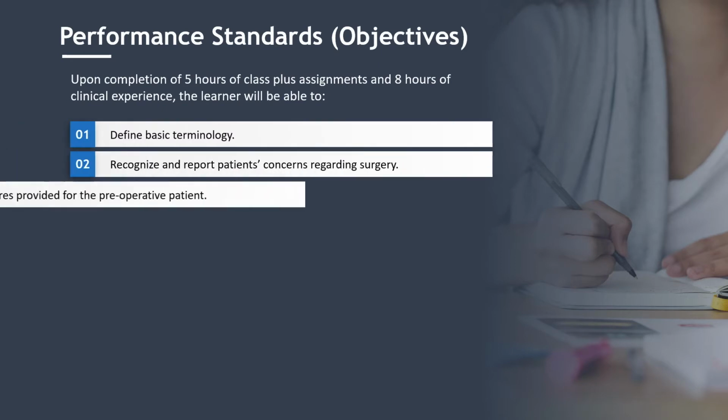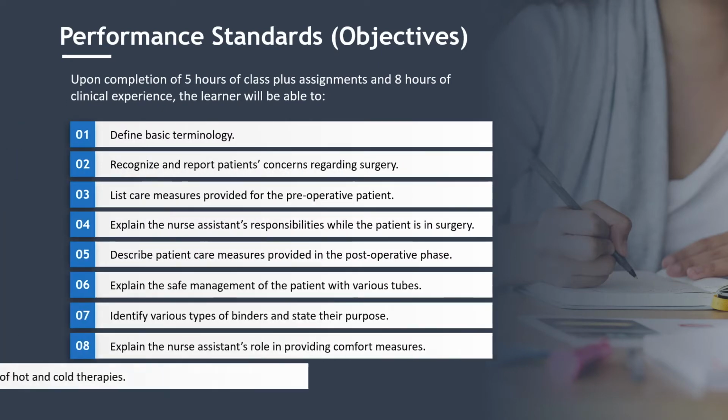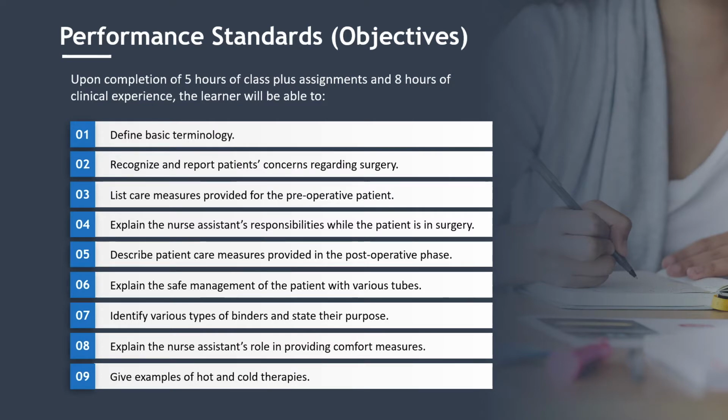Performance standards or objectives. Upon completion of 5 hours of class plus assignments and 8 hours of clinical experience, the learner will be able to define basic terminology, recognize and report patients' concerns regarding surgery, list care measures provided for the pre-operative patient, explain the nurse assistant's responsibility while the patient is in surgery, describe patient care measures provided in the post-operative phase, explain the safe management of the patient with various tubes. Identify various types of binders and state their purpose. Explain the nurse assistant's role in providing comfort measures. Give examples of hot and cold therapies.